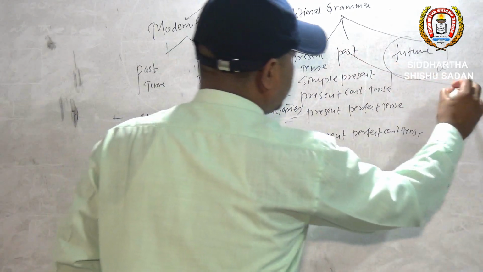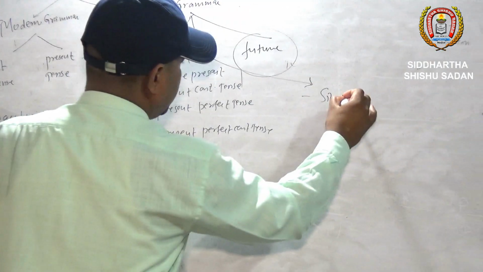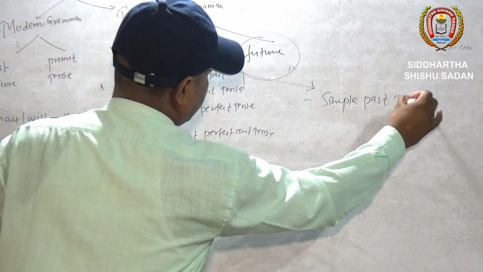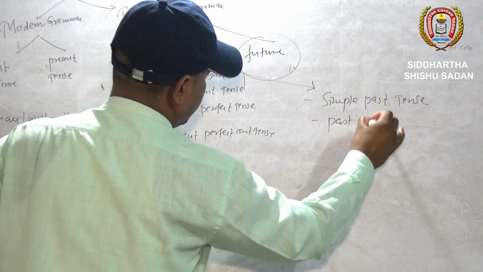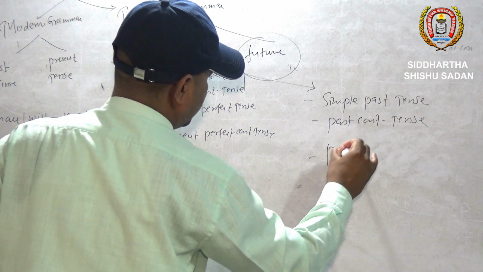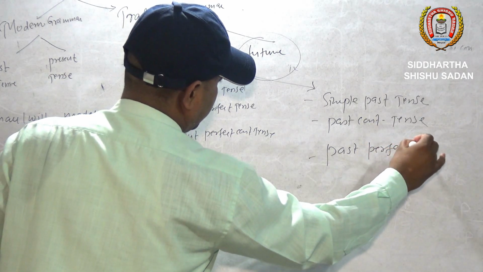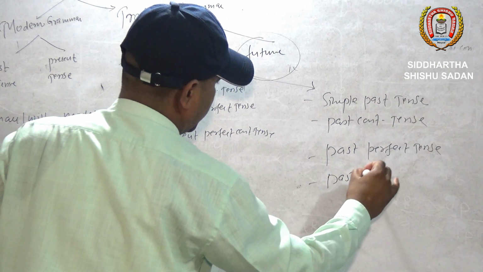Similarly, past tense is also of 4 types here. Simple past tense, past continuous tense, past perfect tense, past perfect continuous tense.